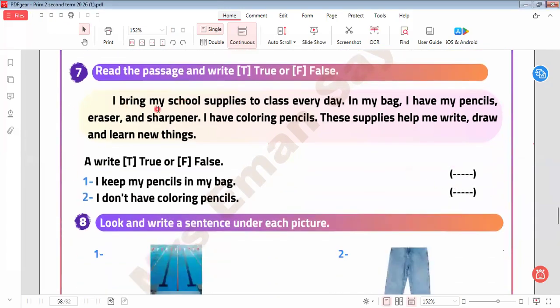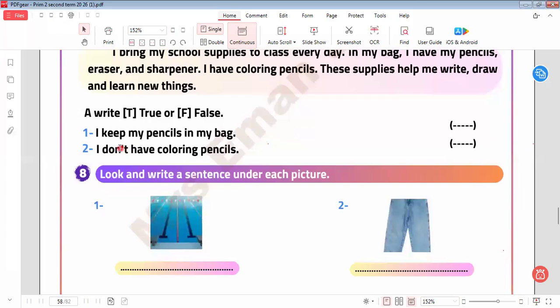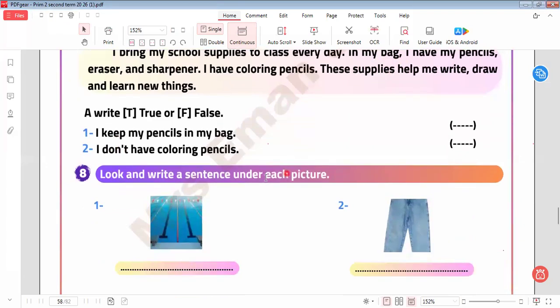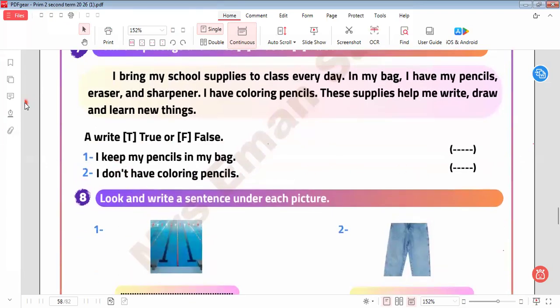Here we say, I bring my school supplies to school every day. In my bag, I have my pencils, eraser, and sharpener. I have coloring pencils. These supplies help me write, draw, and learn new things. I keep my pencils in the bag. So here we say, I keep my pencils in the bag. Here we say in the bag, yes. I don't have coloring pencils. It is to be here false. The first one will be true. The next one will be false. Okay, let's go to another one here.